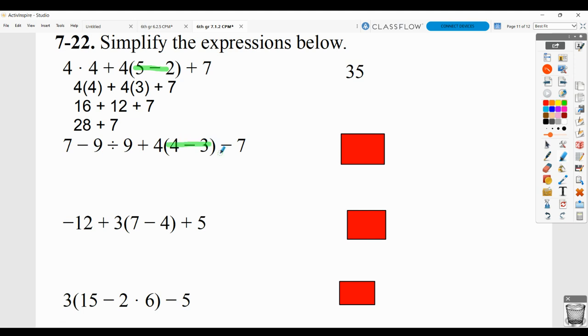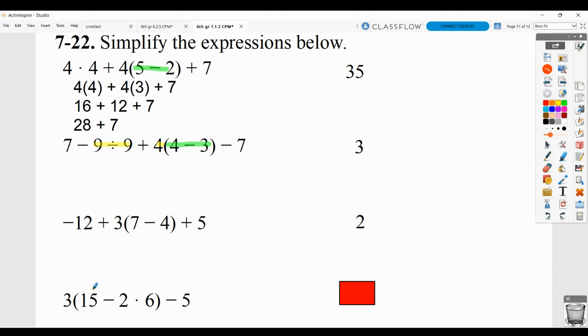So show the parentheses, then multiplication and division is left to right. So your next step would be your 9 divided by 9, and then your 4 times 1, and then your last step would be your addition subtraction. But again, show all those steps. If you don't show the work, you won't get credit. So the final answer is 3. Same thing for the third one. Show your steps, use order of operations. Answer is 2.